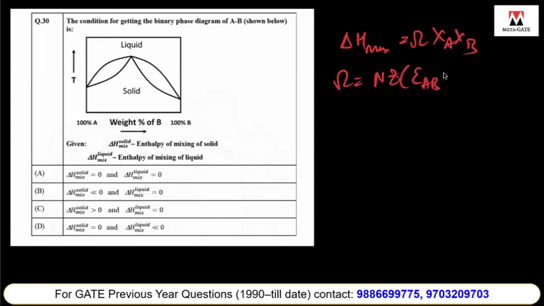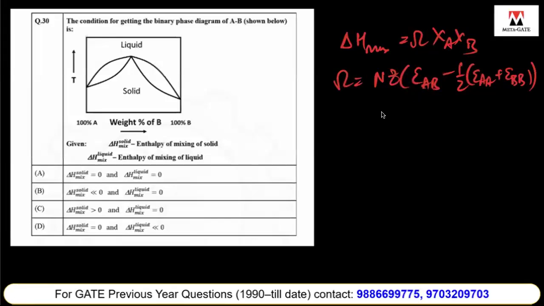The condition for getting the binary phase diagram of AB, with liquid and solid, and weight percentage of B up to 100%, involves delta H of mixing of solid and delta H of mixing of liquid. So here you have to remember that delta H mixing is nothing but omega X_A X_B, where omega is the interaction parameter. Omega is given by N z into epsilon_AB minus half of epsilon_AA plus epsilon_BB. These are nothing but bond energies, the bond strengths.